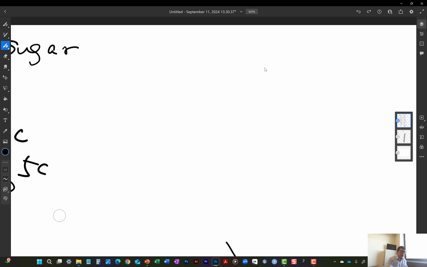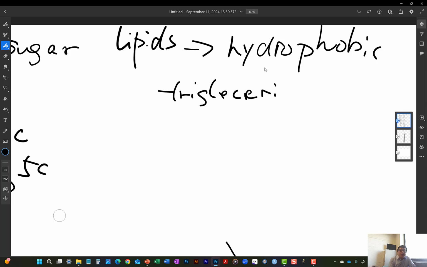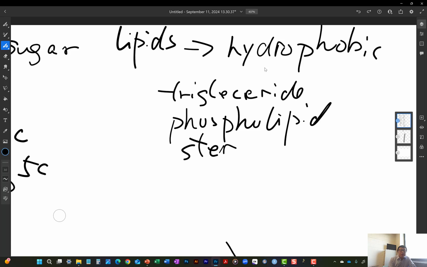Okay. Lipids. Lipids are a group of hydrophobic molecules. We group all the hydrophobic molecules in our body as lipids. So lipids itself is a category. In the category of lipids, we have mainly three different groups: triglycerides, phospholipids, and steroids.